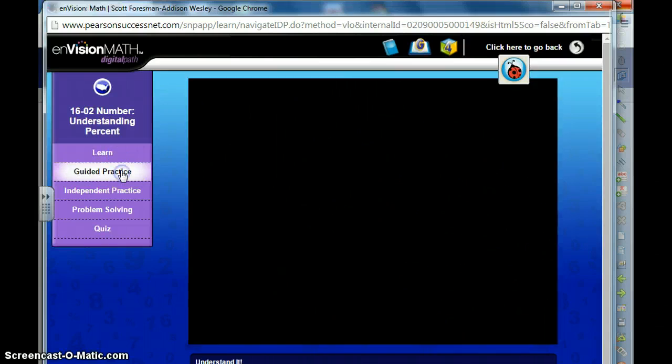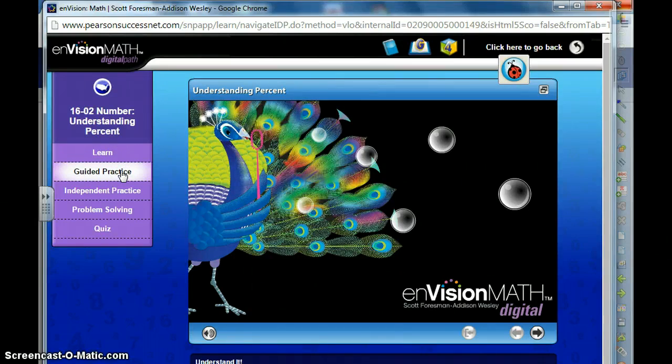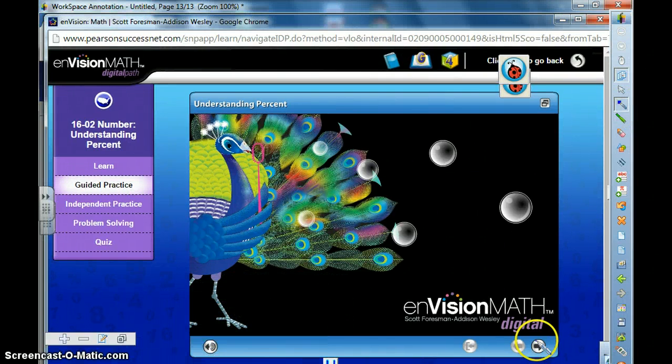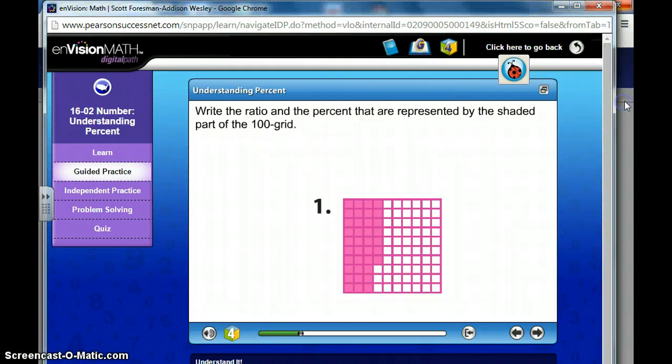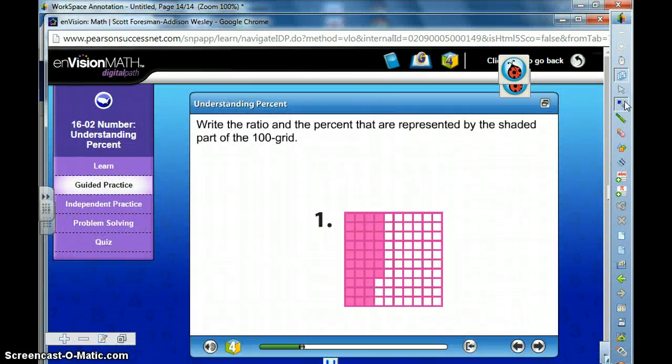All right, guided practice. Put this in your notes. All right, guided practice number 1. Write the ratio and the percent that are represented by the shaded part of the 100 grid. So we know there are 100 squares in all. And we need to know how many are shaded.